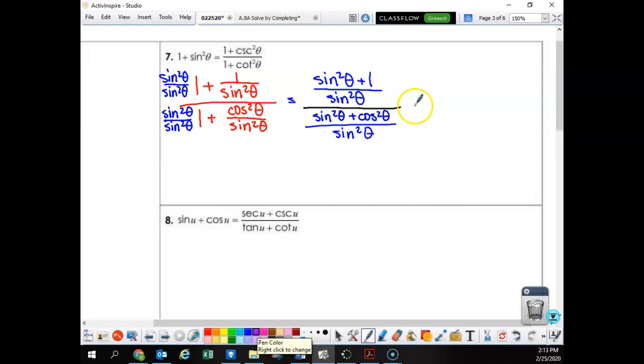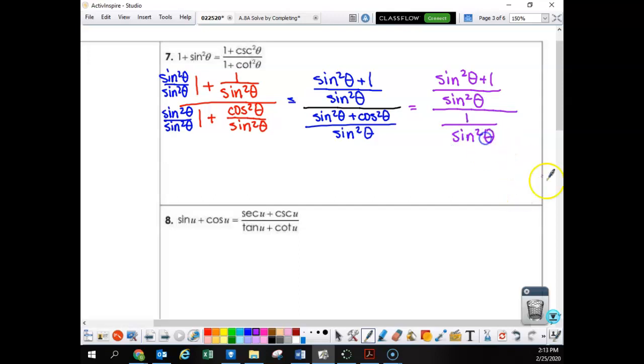Now what can I do here? So sine squared plus cosine squared is equal to 1. So this is sine squared theta plus 1 over sine squared theta divided by 1 over sine squared theta. Okay. What about now?